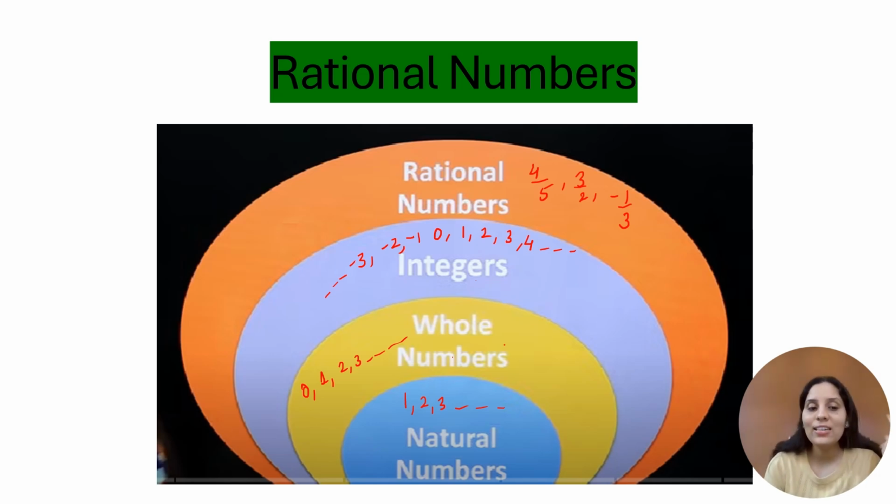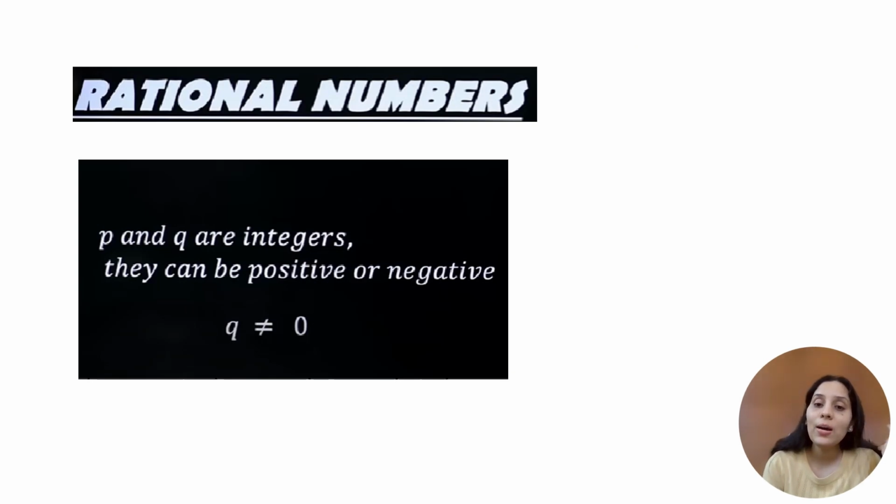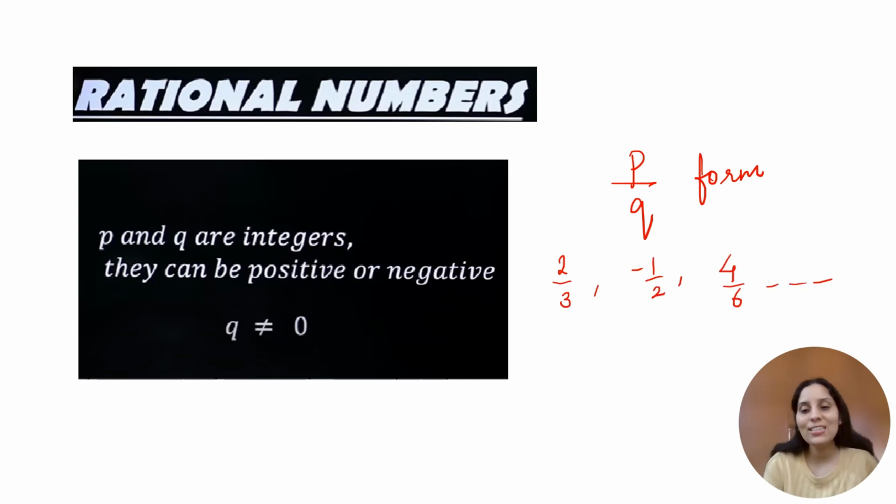Now, what are rational numbers? So, rational numbers are in the form of p by q, where p and q are integers which can be positive or negative, and q is not equal to 0. Now let us take 2 by 3, -1 by 2, 4 by 6. All these are rational numbers because they are expressed in the form of p by q, and q is not equal to 0.